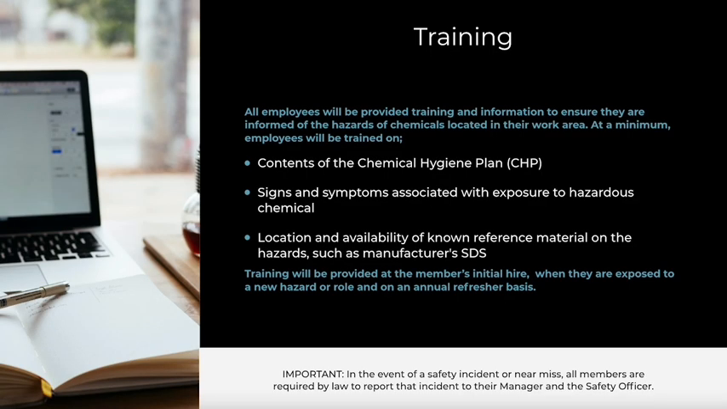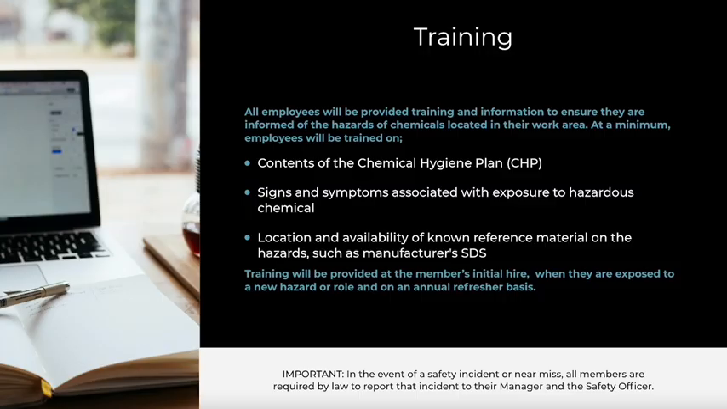All employees are required to receive training and information to ensure they are aware of the hazards of chemicals in their work area. The training will cover the contents of the chemical hygiene plan, signs and symptoms of exposure to hazardous chemicals, and the location and availability of reference materials on hazards, such as manufacturer's safety data sheets.